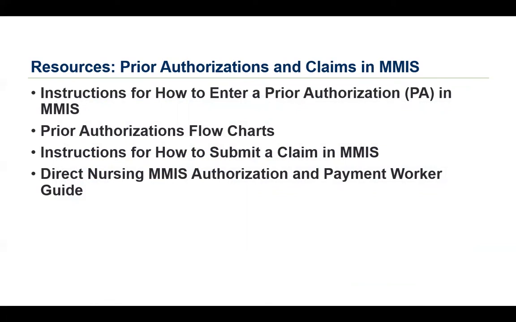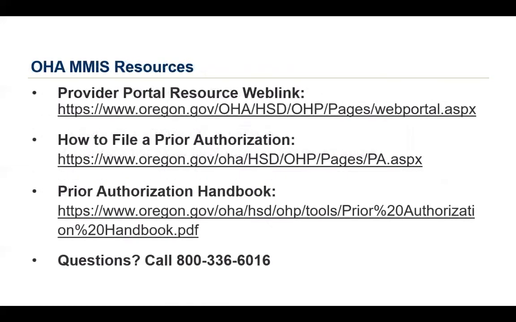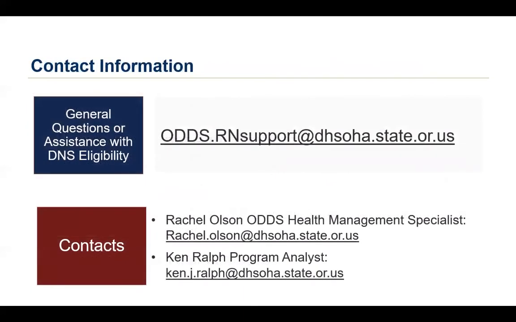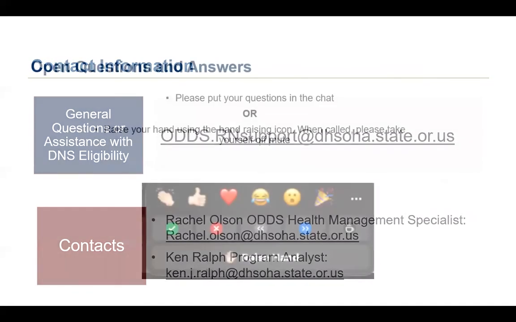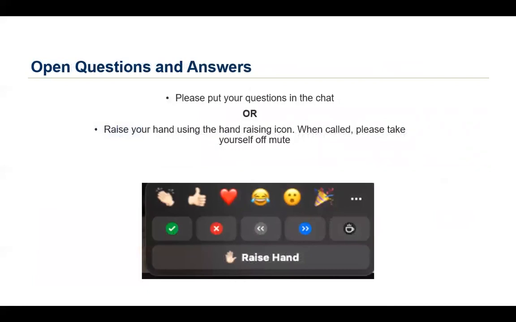In the participant guide, I think we have these instructions. There's the MMIS authorization and payment worker guide that I mentioned before in previous trainings, the prior authorization flow charts, and how to submit a claim, and I believe that is it. What's the next slide? There you go. Here are some more resources, my apologies. And then my and Rachel Olson's contact information is here. And then we are open for questions.